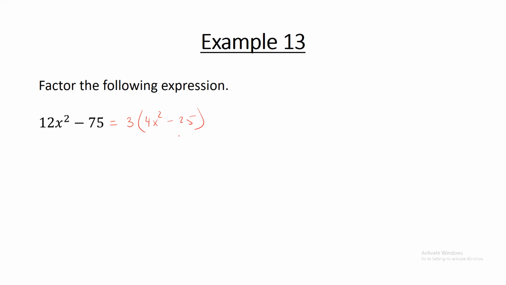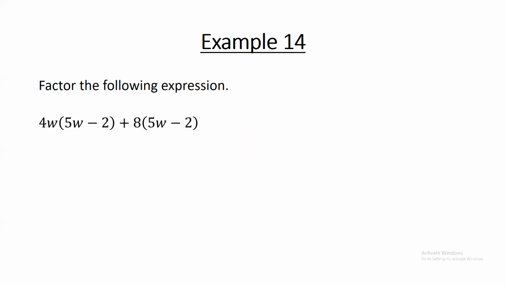And while it's true there's no GCF inside of the parentheses, it actually turns out that 4x squared and 25 are both perfect squares. So we can leave that 3 alone, but 4x squared minus 25, because of the difference of squares formula, will actually factor into 2x plus 5 and 2x minus 5. And so this is our final answer: 3 times 2x plus 5 times 2x minus 5.